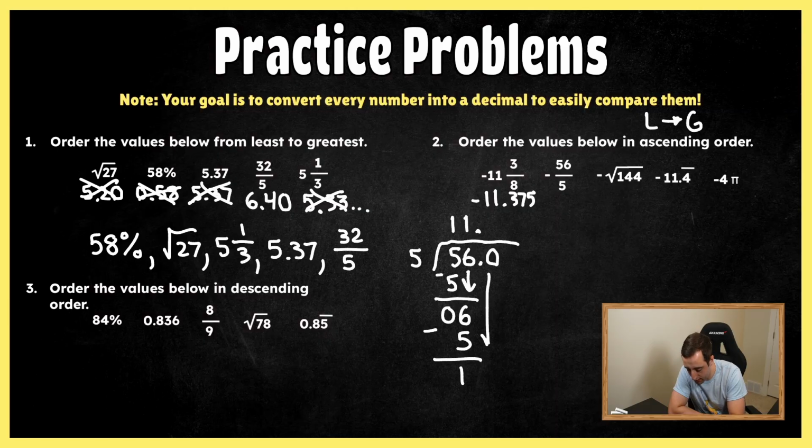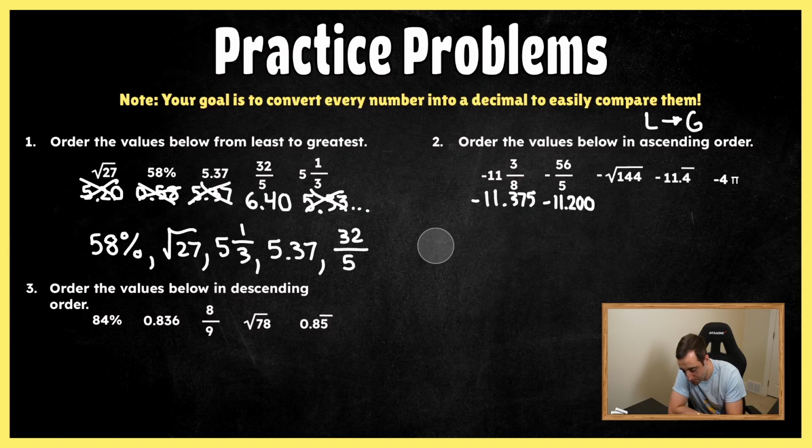We can bring down this 0. 5 fits into 10 twice perfectly. 5 times 2 is 10. We subtract, we get a remainder of 0. And our final answer for this one is going to be negative 11.2. And I'm just going to add on 2 zeros to bring it to the thousands place. And then we can move on to our third one.